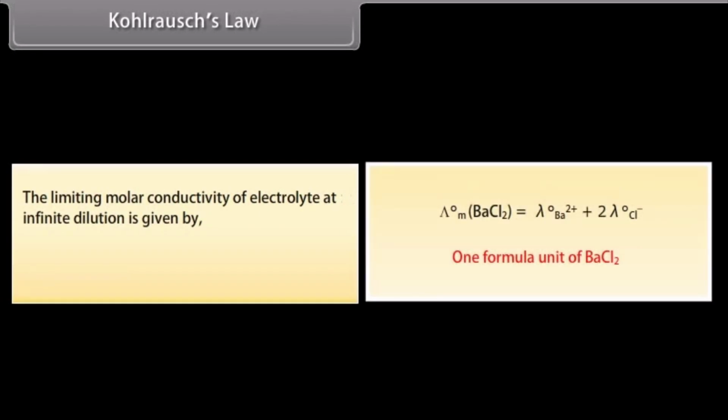The limiting molar conductivity of the electrolyte at infinite dilution is given by v positive lambda naught positive plus v negative lambda naught negative, where v positive and v negative represent the number of positive and negative ions furnished by each formula unit.